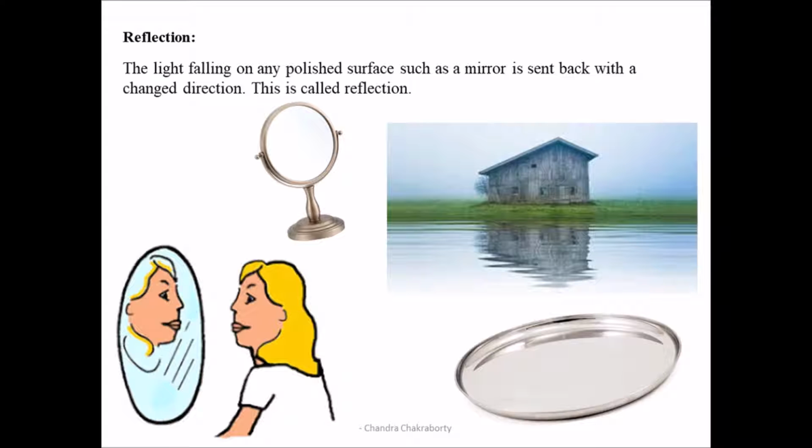Now, I have given a picture of a plate. Even metallic surfaces are polished and they can act as a reflecting surface. There is one more example in which we can see a house and water. In this image, we are able to see the reflection of that house on water. So that means it isn't necessary that the polished reflecting surface has to be a mirror. It can be a metal, it can be water, it can be anything that has the capability to reflect the light that falls on it. So this entire phenomenon is called reflection.